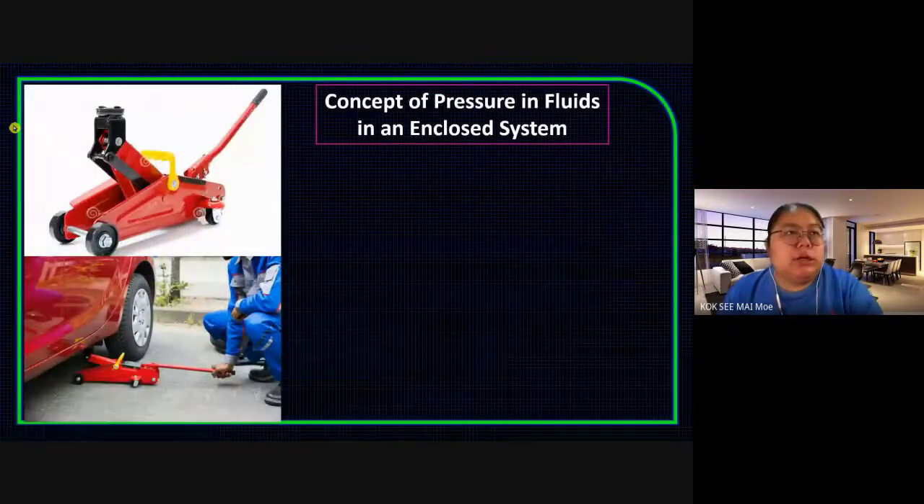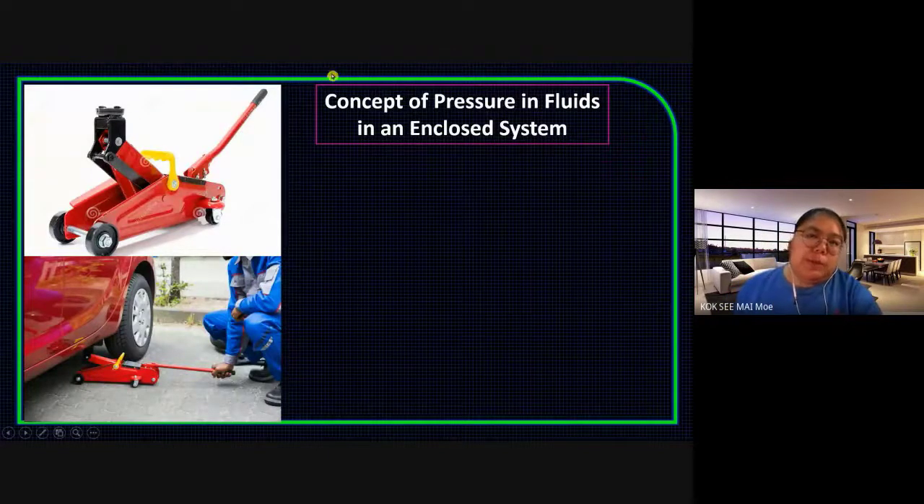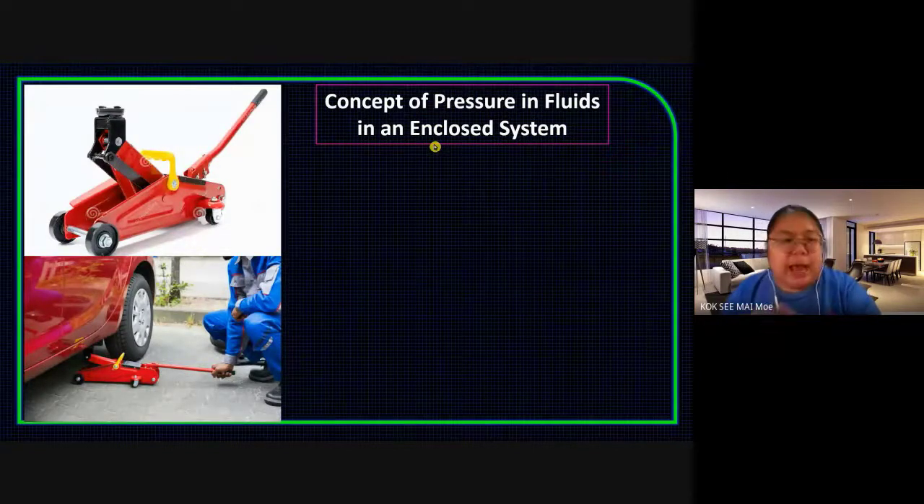Okay, let's see chapter 8.1 about the pressure in the fluid. The concept of the pressure in the fluid in an enclosed system. So we need to know the word enclosed system. It means the whole system is closed, and no air can go in. We call it an enclosed system. You can see this diagram.